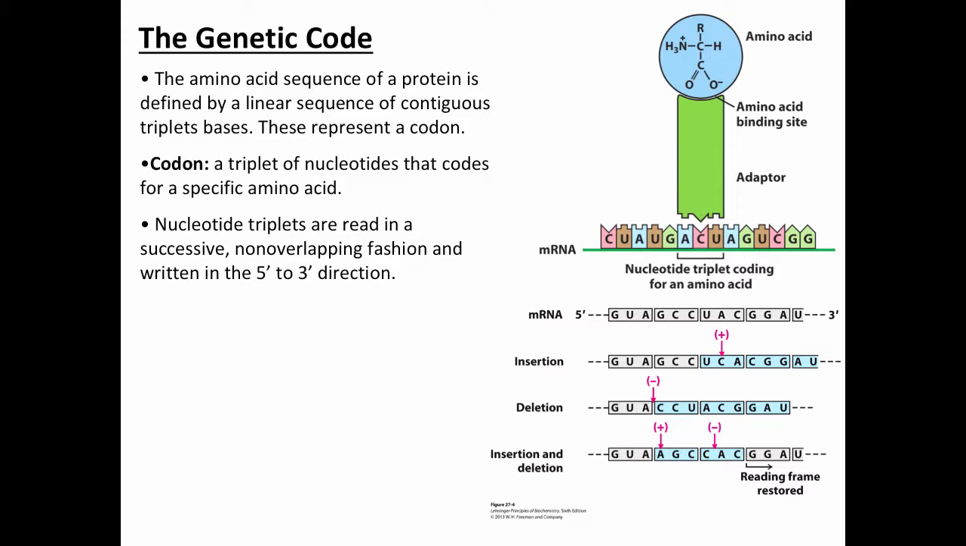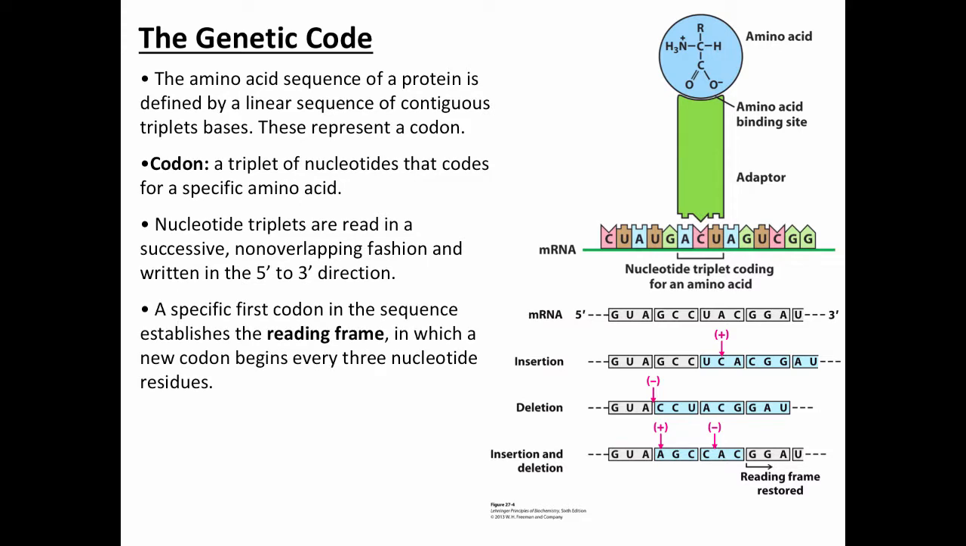During translation, these triplets in the mRNA are going to be read in a successive, non-overlapping fashion, written from 5' to 3'. So the mRNA is going to be read a triplet of bases at a time, again going from the 5' to 3' direction. And the first codon in the mRNA sequence is going to establish the reading frame, in which a new codon is going to begin every 3 nucleotide residues.